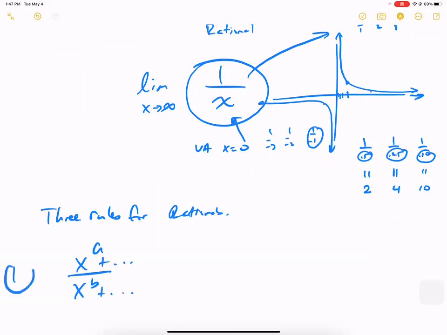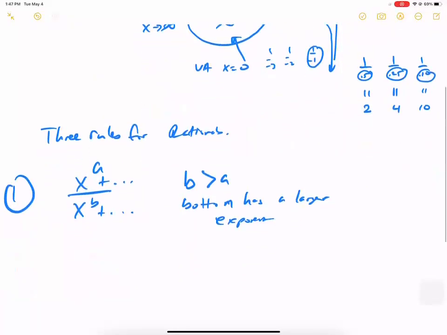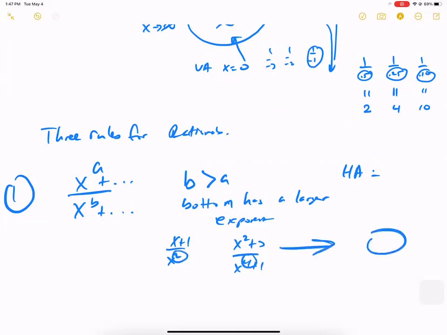rule 1: if b is bigger than a, if the bottom has a larger exponent, do you remember what happens to the graph? What is my horizontal asymptote? If the bottom exponent was bigger, does anybody remember what the horizontal asymptote would have been? If I write 1 over x squared, or x plus 1 over x squared, or x squared plus 3 over x to the 4th plus 1, if the bottom is bigger, we said the graph is eventually going to become 0.